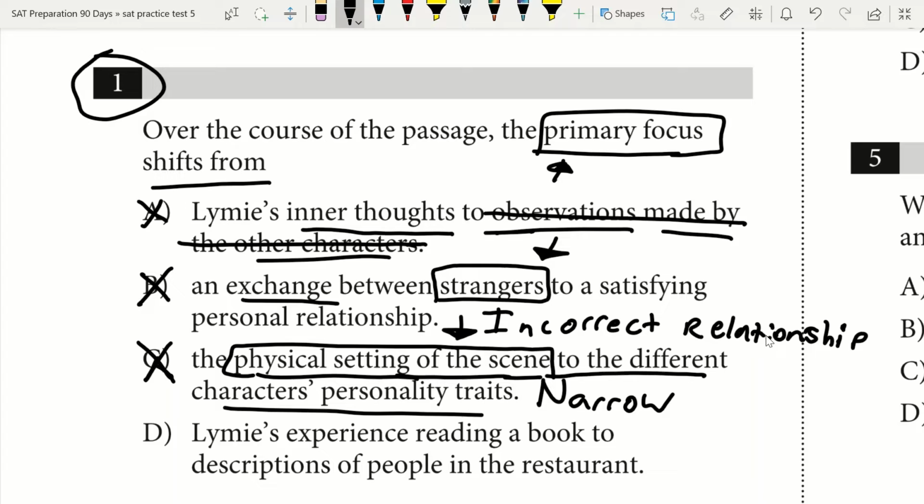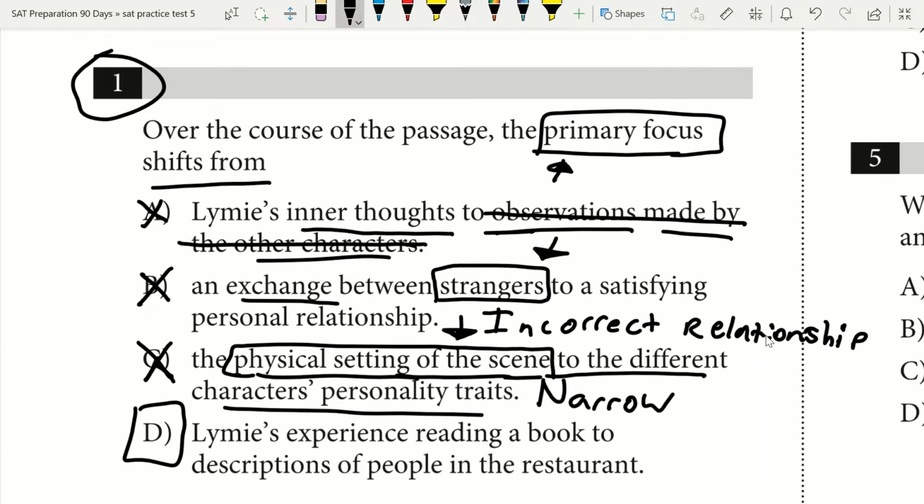So A would be incorrect because it's just an incorrect statement. It's not related, it's off topic, and it's just not true. So it's not a reverse relationship, it's just not true. So A would be incorrect there. B is obviously going to be our correct answer then. It shifts from Limey's experience reading a book to descriptions of people in the restaurant. Right, that's the big picture focus on this passage.